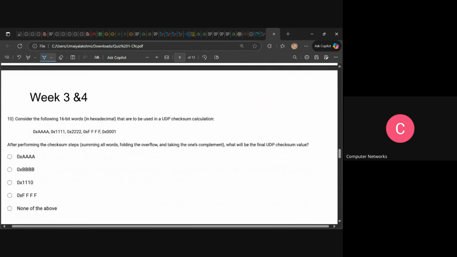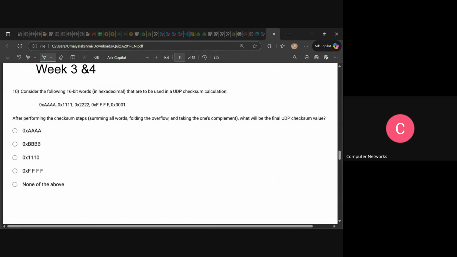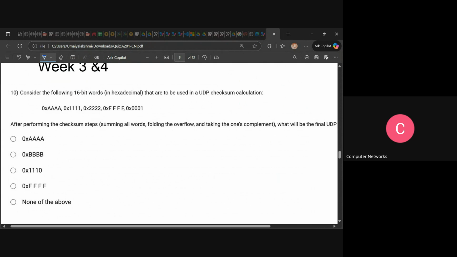Okay, so now here comes the next question. Consider the 16-bit words that are used in the checksum calculation. Here first we have to sum all the words. You all know how to take the 16-bit values. 0 to 9 will be the same. For 10 we have to take it as A, for 11 it's B, and 12 C, 13 D, 14 E, and 15 is F.